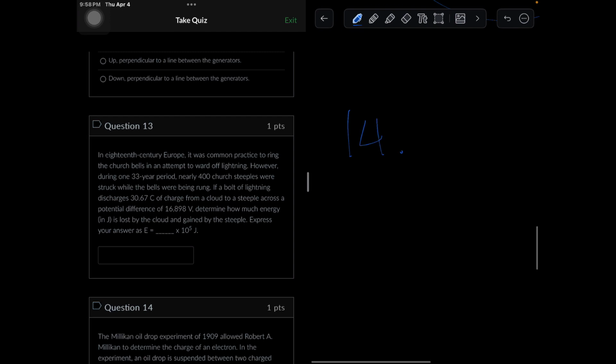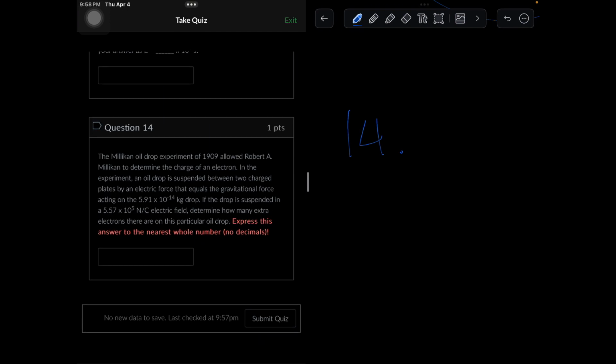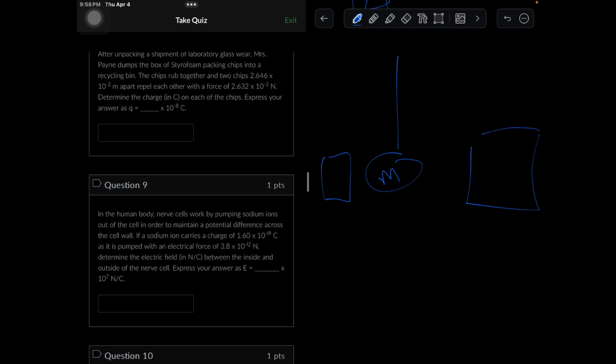The very final question, question 14. The Millikan oil drop experiment of 1909 allowed a scientist to determine the charge of an electron, and we are given a similar question to earlier where you have an oil drop which is suspended between two charged plates. And this oil drop has a certain mass. I will put M as the mass. And you are given the electric field force.